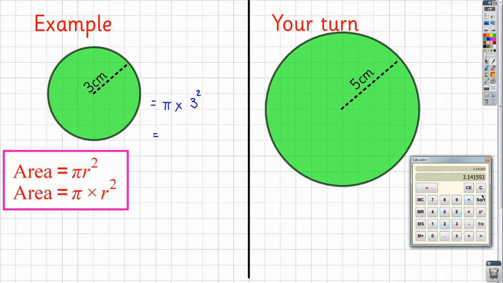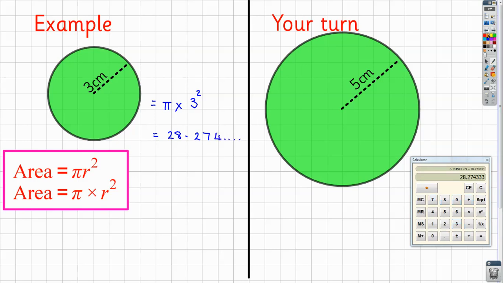926, you can use the pi button on a calculator. 3.14 is usually fine, multiplied by 3 squared. So you can type 3 times 3. I know that 3 squared is 9, so I'm going to multiply by 9. And that gives me 28.274 and a few more decimals.